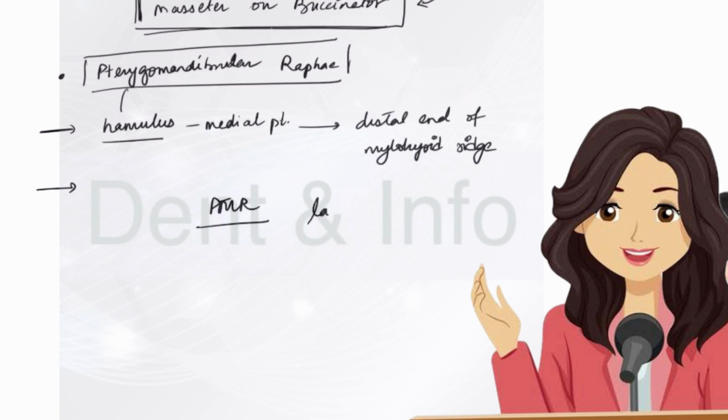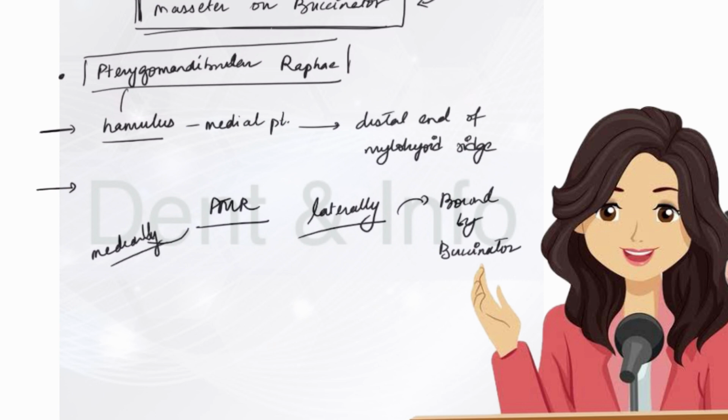If we see laterally, it will be bound by buccinator. Because if you see mandible as a whole, the raphe comes downwards like this. On the outer side is buccinator. On its outer side is again masseter. On the inner side, pharyngeal muscles will come. So laterally, it is bound by buccinator. Right, but medially, it is bound by one pharyngeal muscle, which is your superior constrictor.